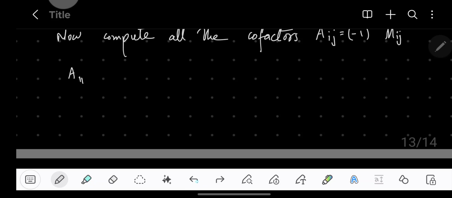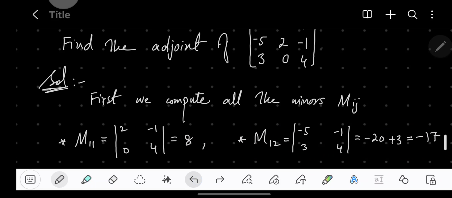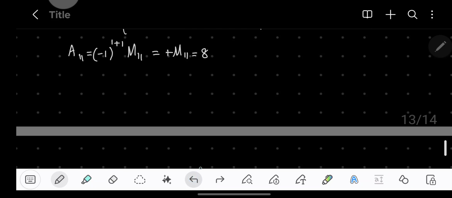The formula for A11 is negative 1 to the power 1 plus 1 times the minor M11. What is negative 1 to the power 1 plus 1? 1 plus 1 is 2, so negative 1 to the power 2. 2 is an even number, so we will have plus. So I will write plus M11. M11 is already found; here is M11, which is 8. So I will write this is equal to 8. Now it is the turn for A12. I will write the same formula.